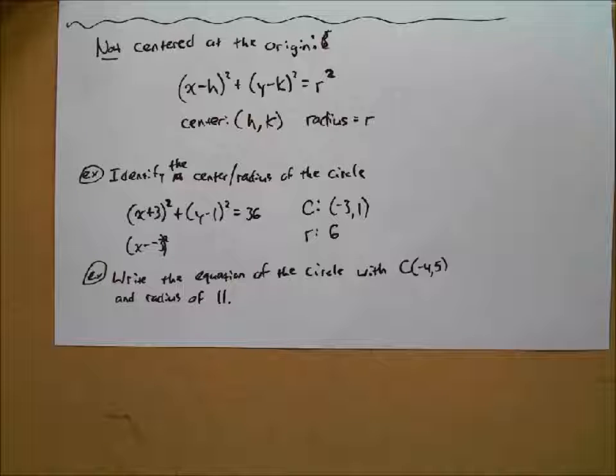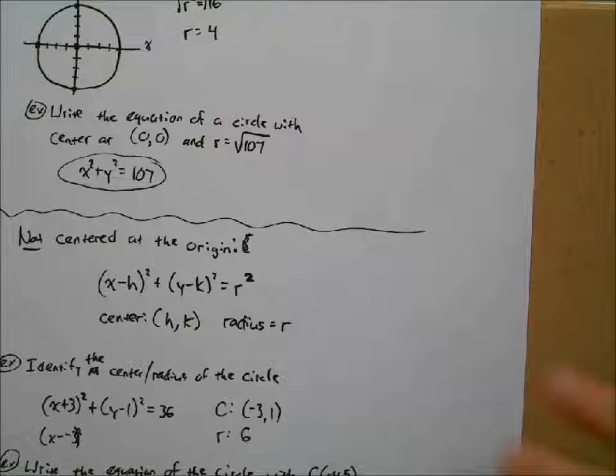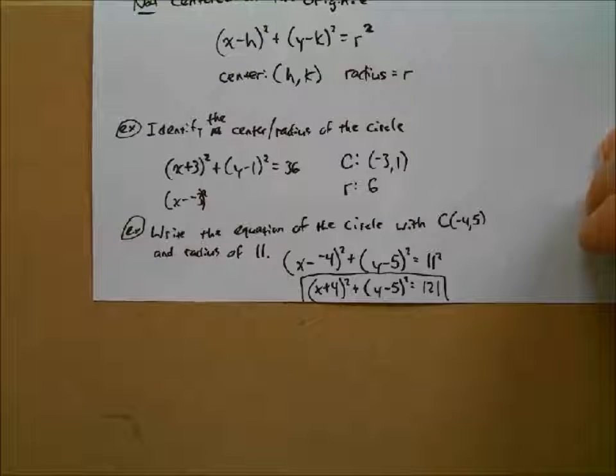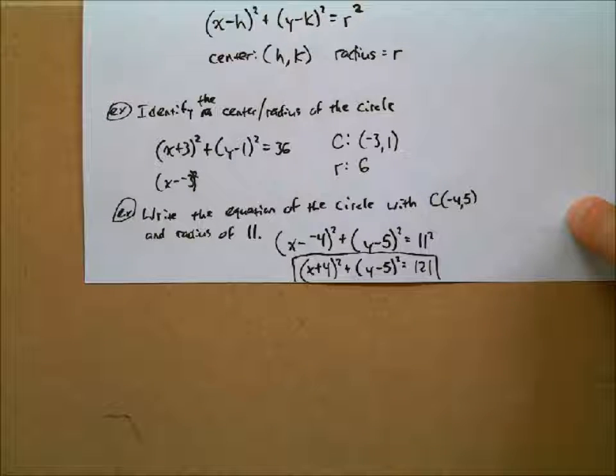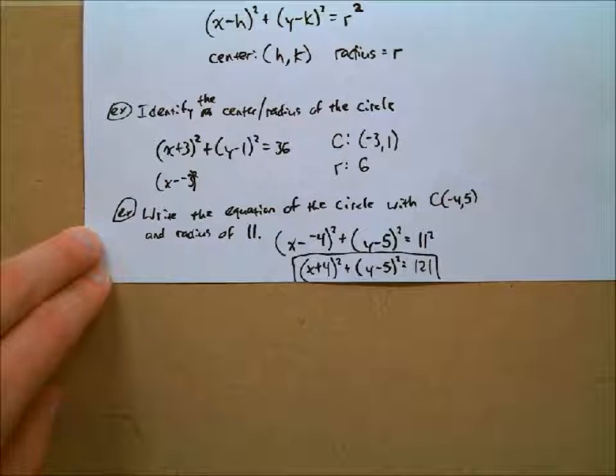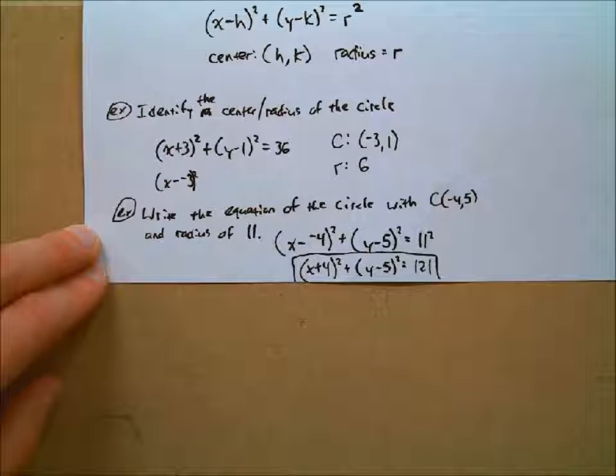All right, keep rolling here. Excuse me. So, moved it all around. There we go. Okay. Should have been x plus 4 quantity squared plus y minus 5 quantity squared equals 121. All right, questions on any of that?